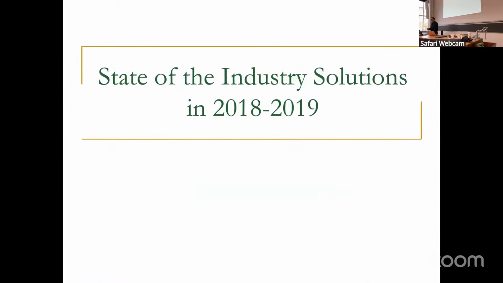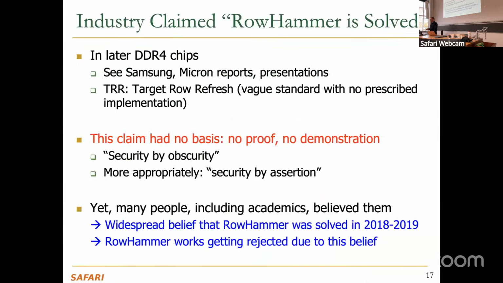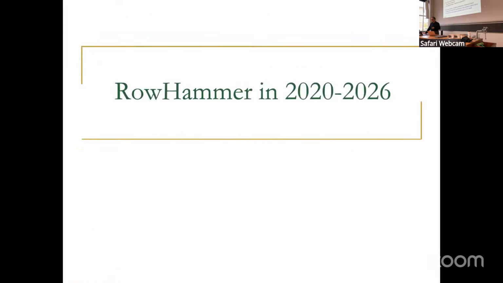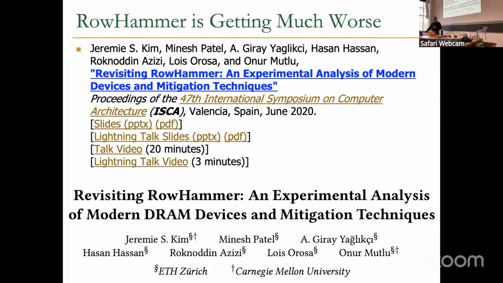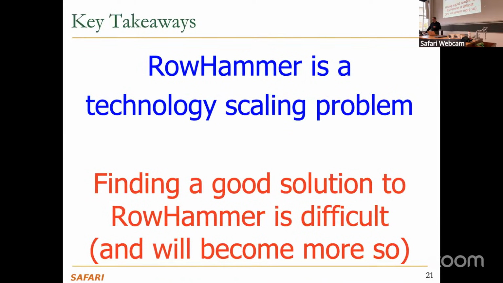Okay. So we also discussed last time state of the industry solutions, and we had a nice story, the real story, where industry claimed RowHammer is solved, and we basically said that, okay, maybe we should revisit RowHammer, and that's what we did toward the end of the lecture. We revisited RowHammer with this paper, we discussed it, and this paper actually changed the thinking in the field, showing that RowHammer is a very difficult problem to solve. It's a technology scaling problem, and to solve this, you really need to come up with a good solution, and we don't know what that solution is, basically. That's what this paper showed.